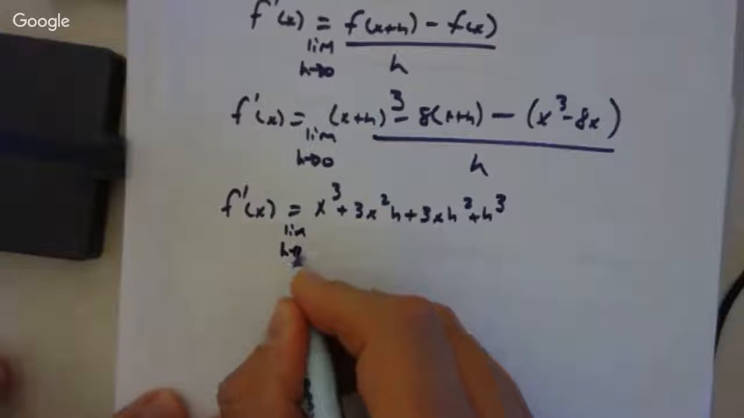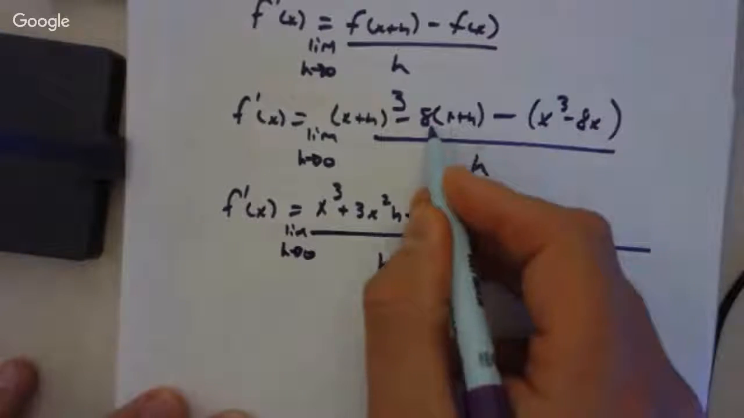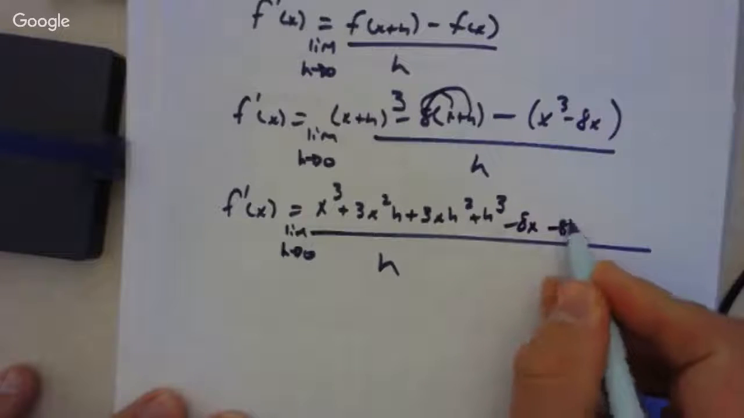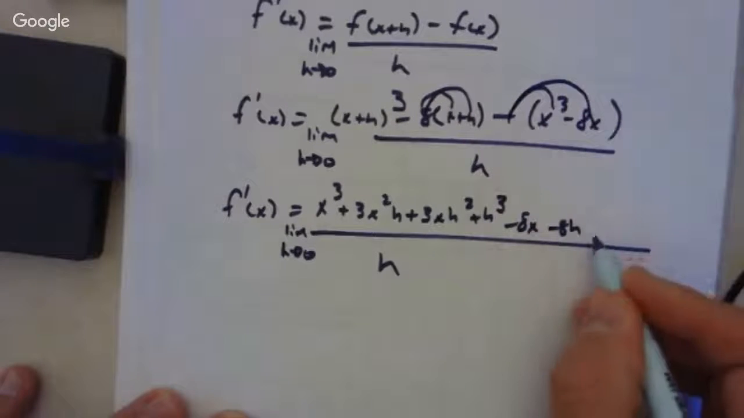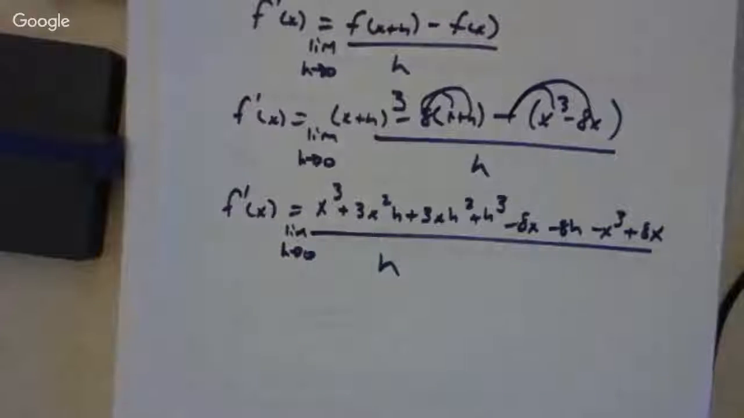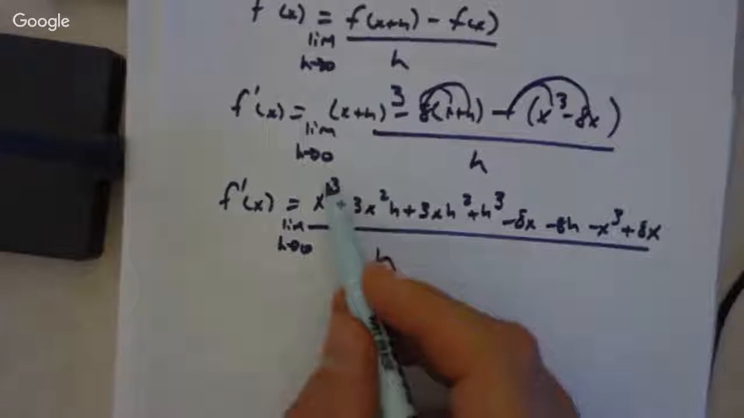Limit as h goes to 0, all over h. Then I distribute this, so that gives me minus 8x minus 8h. Distribute the negative, so that gives me minus x cubed plus 8x. Okay, have I done any calculus yet? No, I've done 0 calculus. This is all algebra so far. Questions on that? I'm just having fun with me and my algebra skills. All right, what cancels out? Hopefully everything that has a what? But no, right, because we got to take an h out. What cancels out?